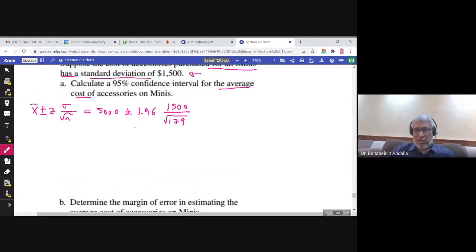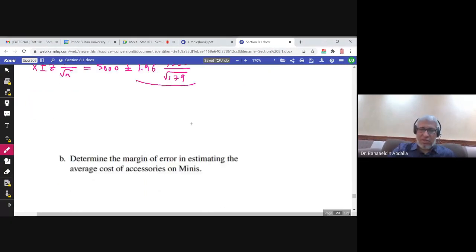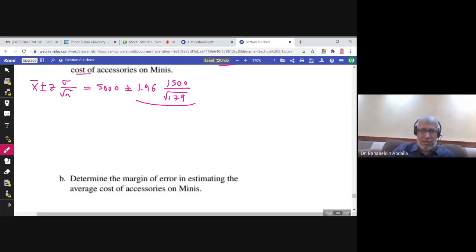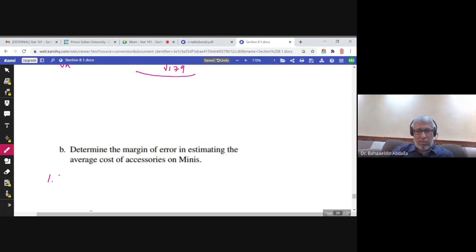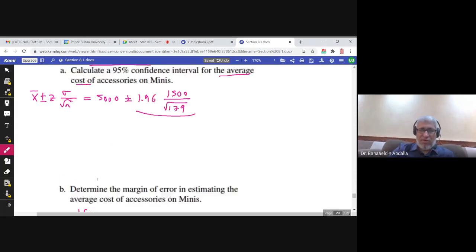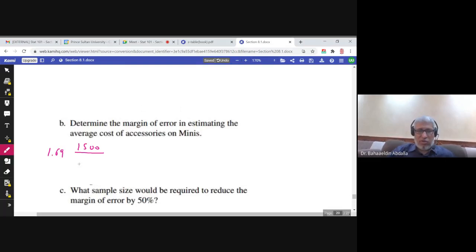Well, this is the margin of error. It is 1.96 times 1,500 over square root of 179, and let us calculate the margin of error. It is 189.5.